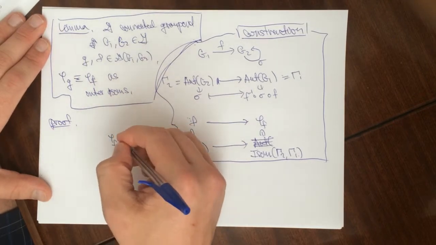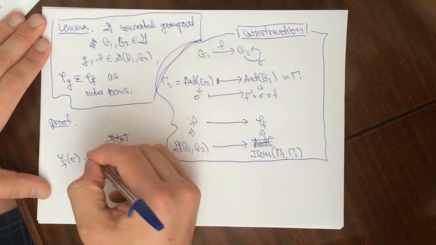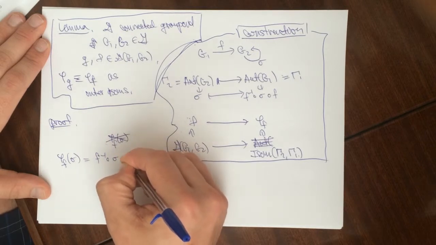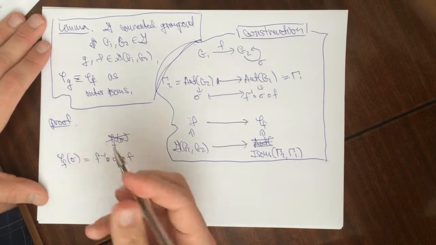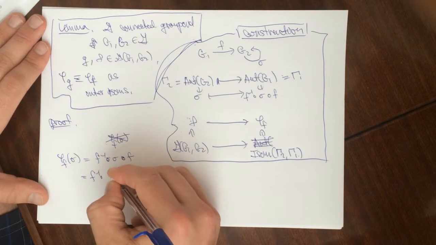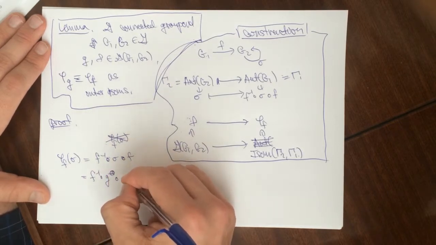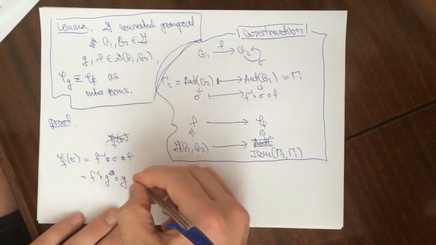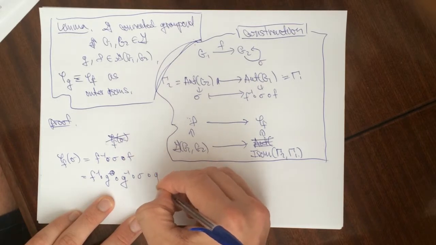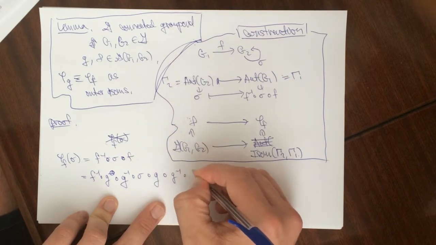Maybe I should have started this over here. So phi f of sigma, this is F inverse composed with sigma composed with F. And so here what we could do is F inverse composed with G inverse composed with G here, and then inverse composed with sigma composed with G composed with G inverse composed with F.